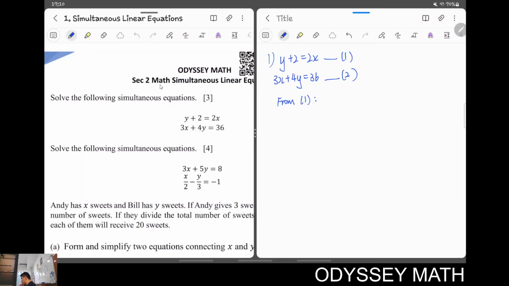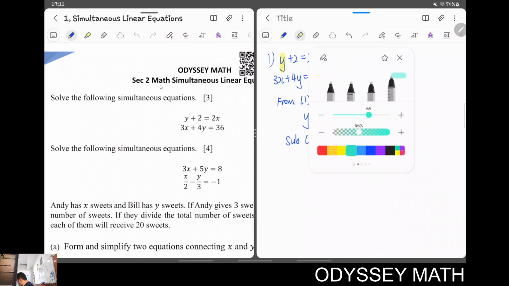From equation 1, I will make one of the variables the subject. So I will make y the subject. If I make y the subject, then I will bring 2 over to the right hand side and change the sign. So y = 2x - 2. And then I call this equation 3. You following? Next, we sub equation 3 in equation 2.